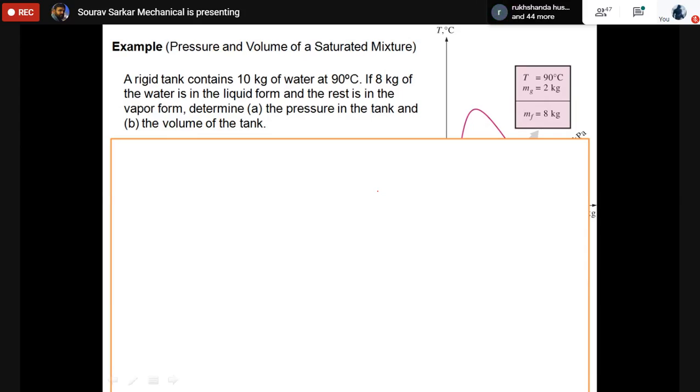What will be the pressure? At 90 degrees centigrade, will pressure get affected by x? 70.18. So there is no importance of x for pressure. Is that right? Because temperature determines pressure. So from x equal to 0 throughout to x equal to 1, your temperature will remain the same, so your pressure will also remain the same.